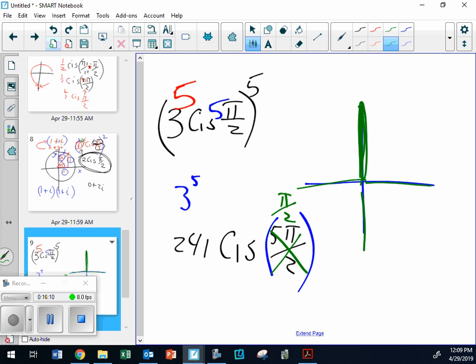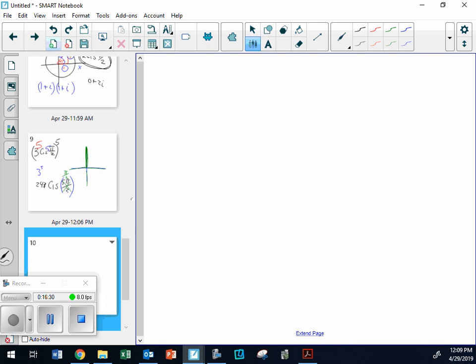2 to the 41 cis pi over 2. 243, is it? How dare you? Try to do it in your head. Oh, okay. So that's DeMoivre. And we will really need that when we move up to the next level, which is to do this.